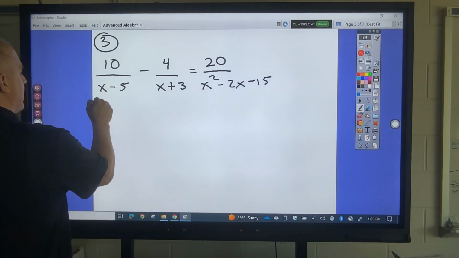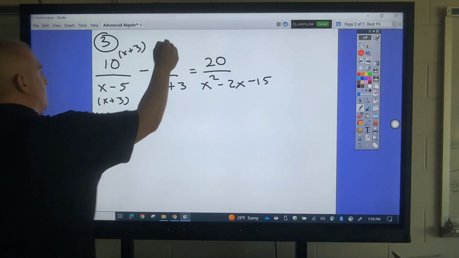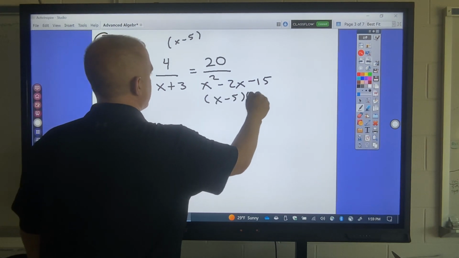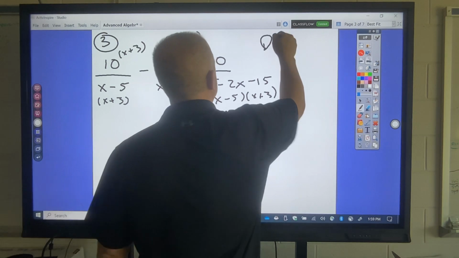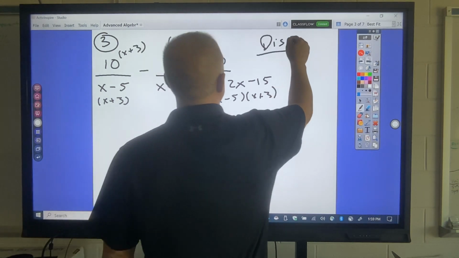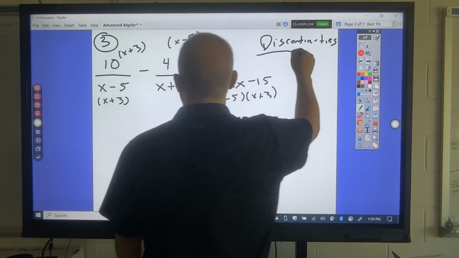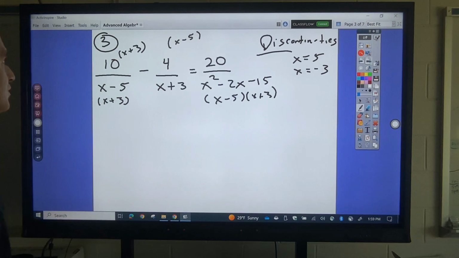This is gonna be x plus 3 here. This is gonna be x plus 3. This is gonna be x minus 5. And this is gonna factor to x minus 5, x plus 3, so I'm good on this. Now, what are my discontinuities? The discontinuities are x equals 5, x equals negative 3. Okay, so I just want to make sure my answer matches with that.